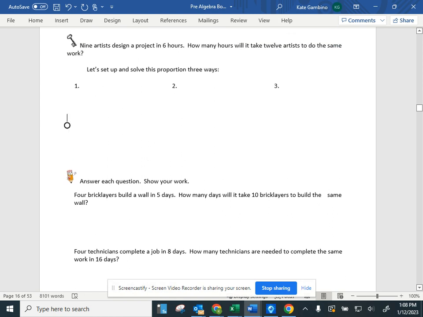Because now we understand how we're setting it up. So now, if we're going back to that same 9 artists in 6 hours, how long does it take 12 artists? We take our first 2, and we don't even put it into the proportion. So we take the first 2 and you multiply them, and you're going to divide it.